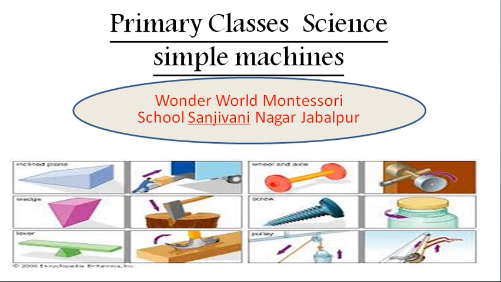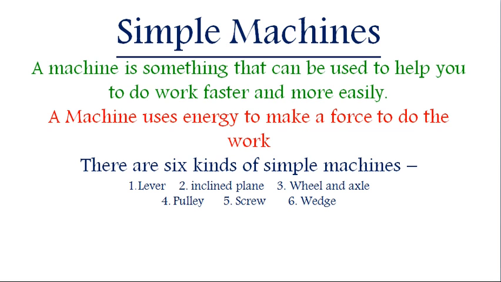So let's start simple machines. Now what is a machine? A machine is something that can be used to help you do work faster and more easily, isn't it? Any machine, like a car or cycles or the fans or anything we are using. A machine uses energy to make a force to do work. Complicated machines use electricity or fuel to make energy. Simple machines use just your muscular power.